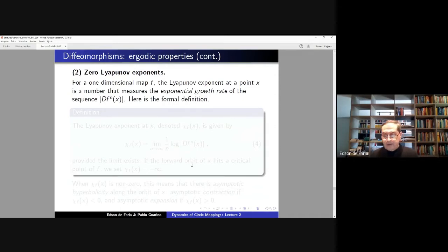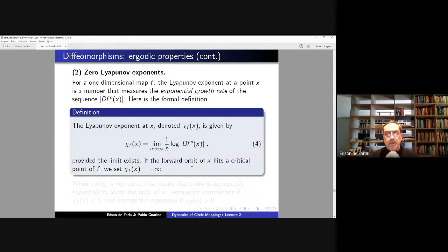So let me first define what Lyapunov exponent means. For a one-dimensional map, the Lyapunov exponent is essentially a number that measures the exponential growth rate of the sequence of derivatives along an orbit. The formal definition is this one. I'm denoting the Lyapunov exponent at a point x by chi sub f of x, which is just the limit of 1 over n times the logarithm of the absolute value of the derivative of f^n calculated at x, provided the limit exists.